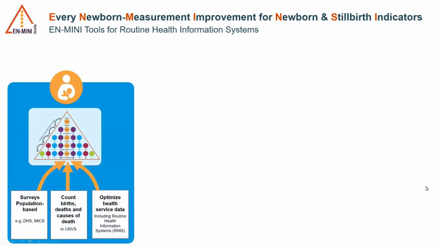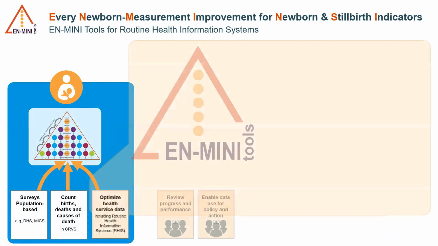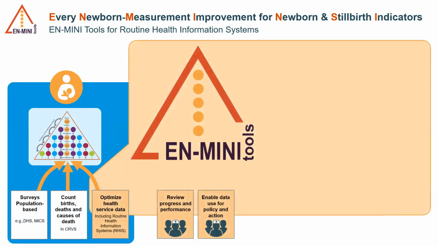Different measurement sources contribute to core indicators, including surveys such as DHS and MICS, civil registration and vital statistics, and increasingly health service data. EN Mini tools are designed to contribute to optimizing routine health information systems data that can be used to review progress and performance and enable data use for policy and actions for newborns and stillbirths.